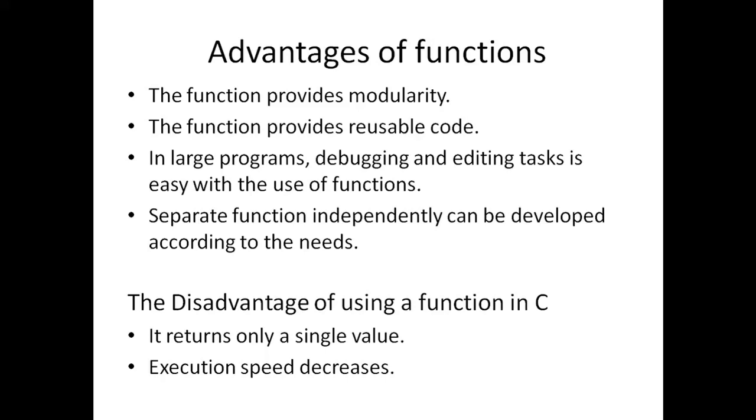There should be some disadvantages also. One disadvantage is that a function can return a single value. In C, functions can return only a single value, so multiple values you cannot return. Say if you want to return two values, you cannot say return b comma c or something. That is not possible, so directly you cannot return. There are indirect ways of returning values, which we will see later, with the use of pointers and all.